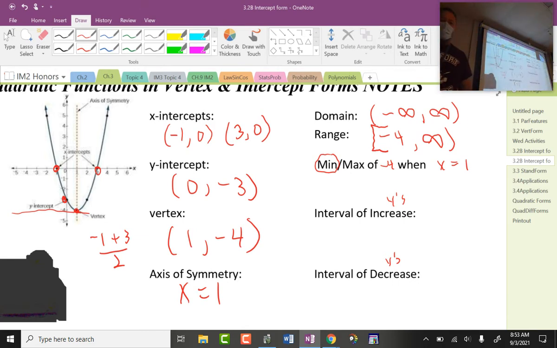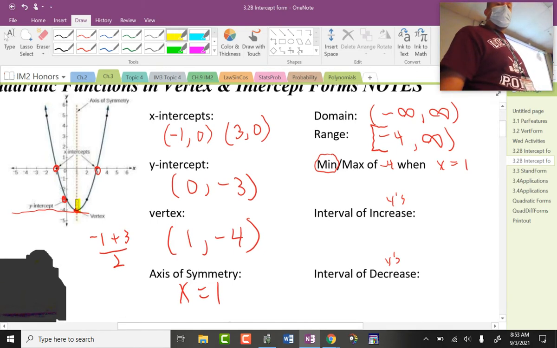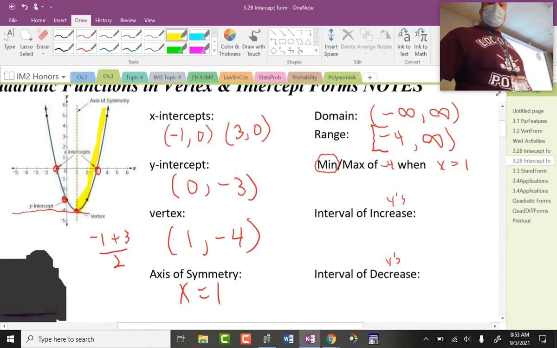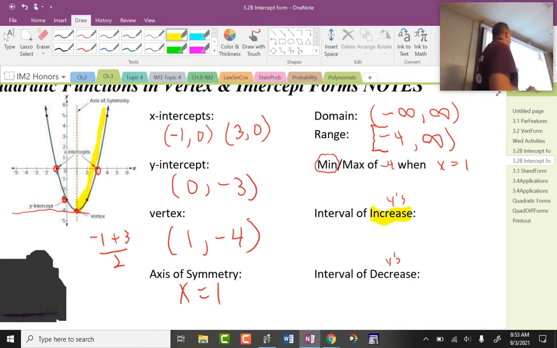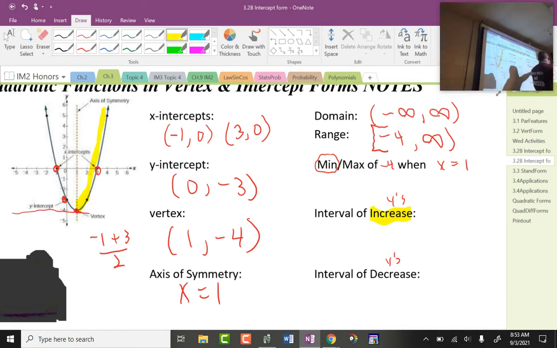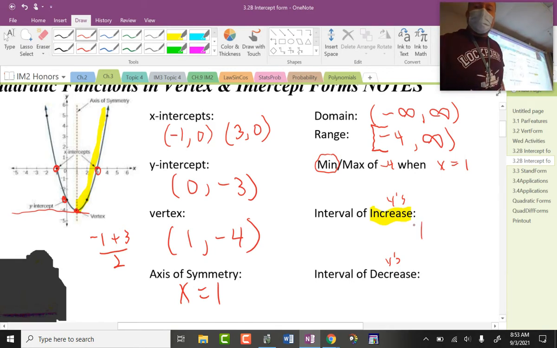The whole input-output idea. And then intervals of increase and decrease, we did this yesterday. This is increasing when I read left to right. That's describing the y's. You need to name the inputs. This is already talking about the outputs are increasing when the inputs are 1 to infinity. Now, I'm going to explain this further why this is always a parenthesis.